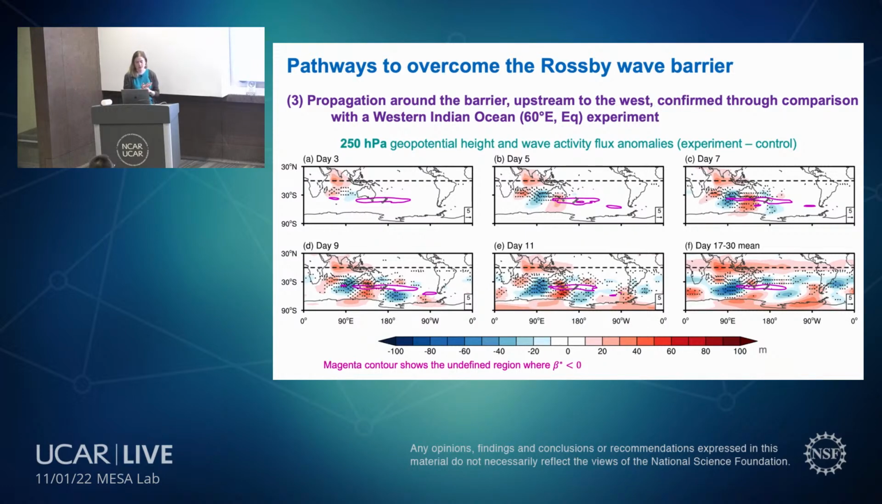And that's what we see by looking at a similar experiment where we impose a heating anomaly at 60 degrees east, so further westward in the Indian Ocean. And we see evidence of direct propagation from the Western Indian Ocean into the extratropics, where it would then combine with the Eastern Indian Ocean wave train.